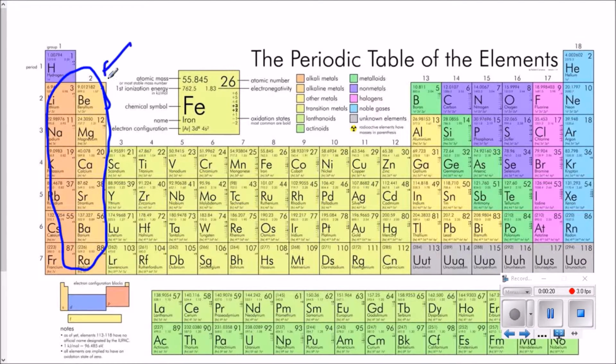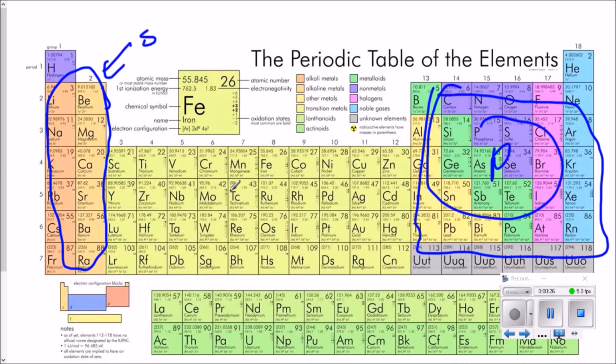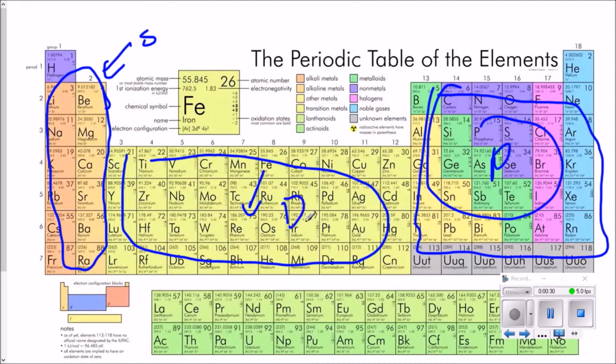For example, this is the S block. Over here you have your P block. Sorry, it's right here so you can see it. This is the P block. Here in the middle, the transition metals, this is the D block. And down here is our F block. And they represent a different amount of orbitals or suborbitals, and they have different shapes.